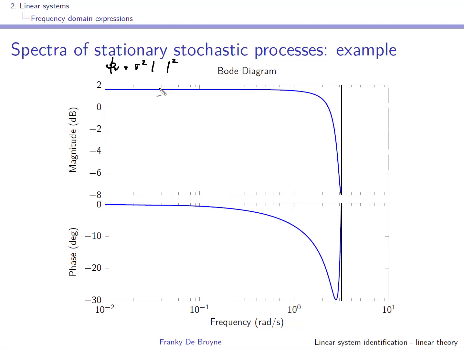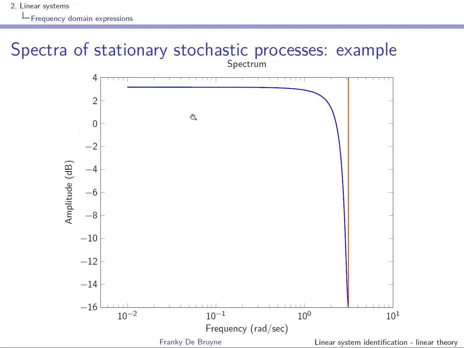So phi of v can easily be constructed in this case from the Bode diagram. Since we're working in dBs, squaring simply amounts to doubling the value, and we have to multiply by sigma squared, but in this case sigma is equal to 1. To obtain the spectrum of v, we simply have to double what we see here in the magnitude part of the Bode diagram. And this is indeed what you see over here.